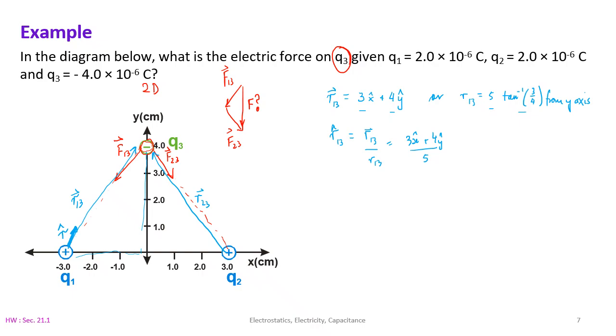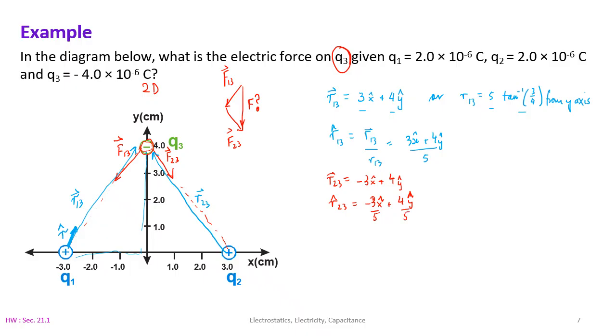Now you can go through the same process and you will find that R23 is going to be minus 3x hat plus 4y hat, and the unit vector r hat 23 is going to be minus 3x hat over 5 plus 4y hat over 5. Oh, I forgot to put the hat on the x.